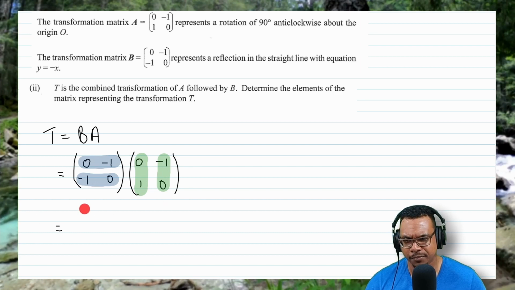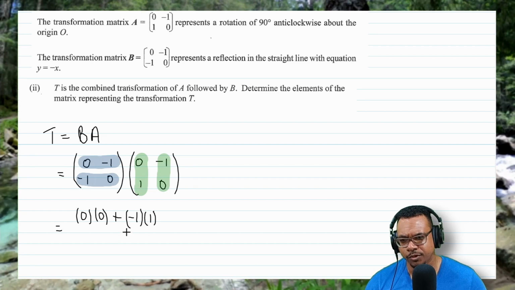If we want our top left, we multiply this row by this column, top left. All right, so that's 0 by 0, plus -1 by 1. If you want the top right, we're going with the top here with the right here. So 0 by -1 plus this -1 by 0.